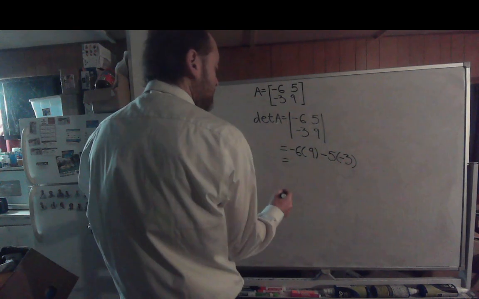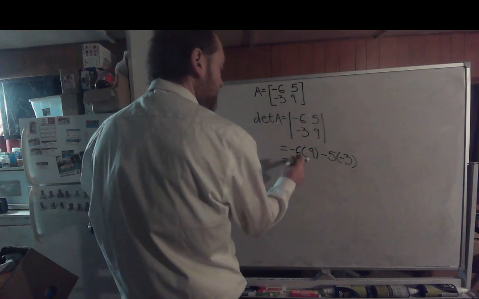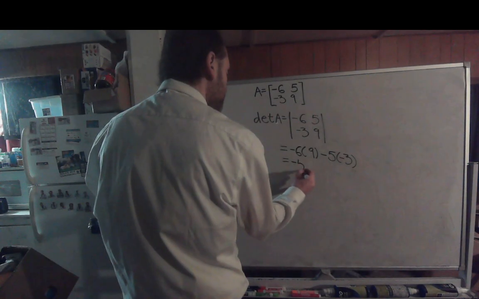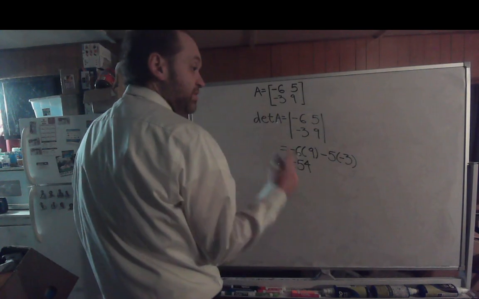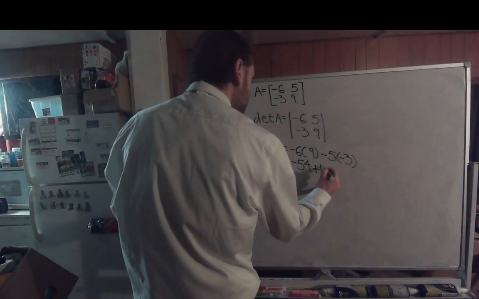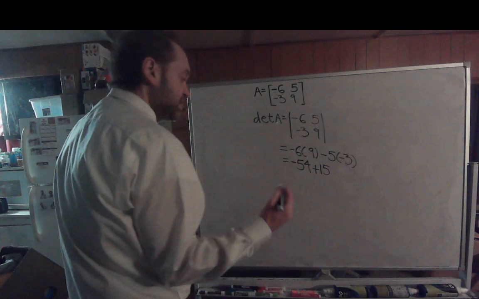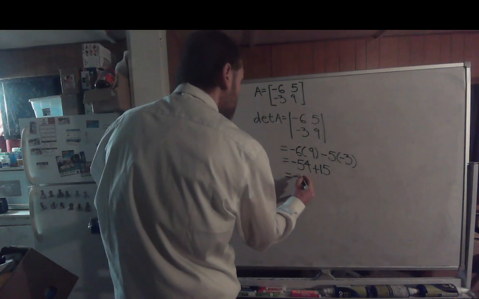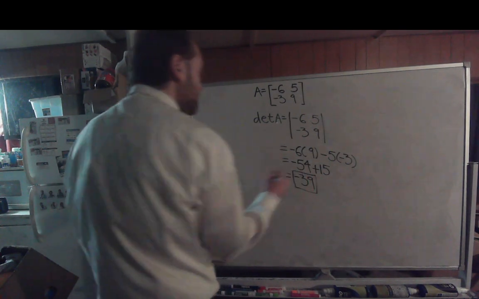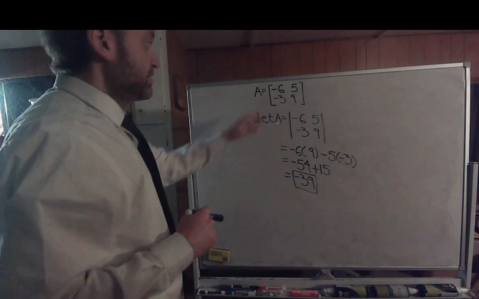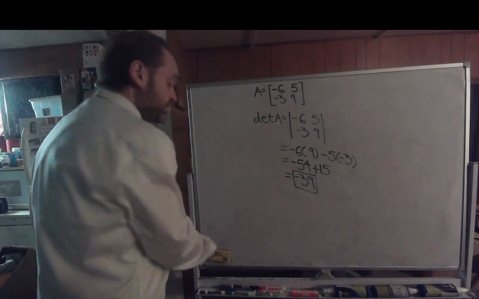Okay. So now, negative 6 times 9 is negative 54. Negative 5 times negative 3 turns into positive 15. So you have negative 54 plus 15, which should give you the value of the determinant to be negative 39. So the determinant of this matrix would be negative 39.